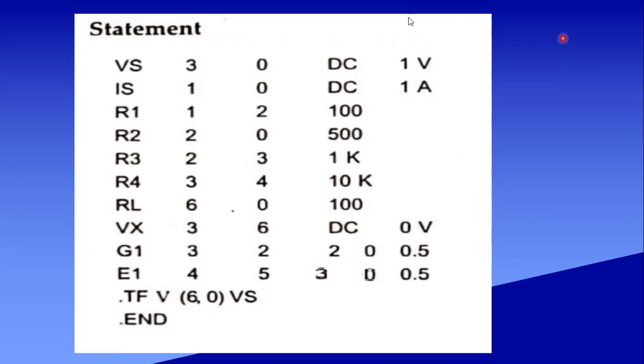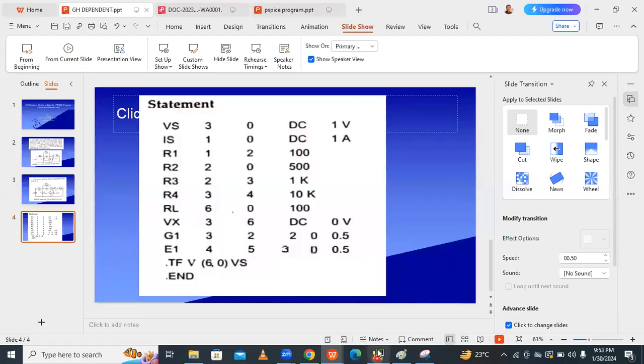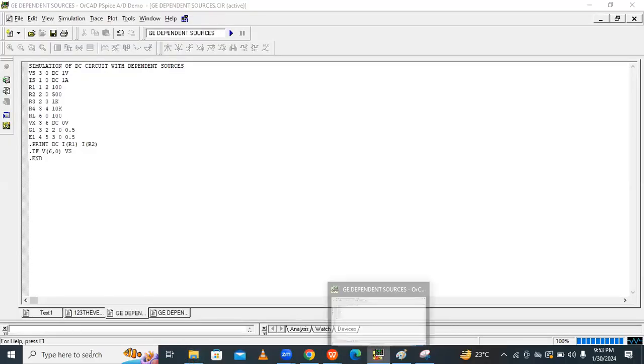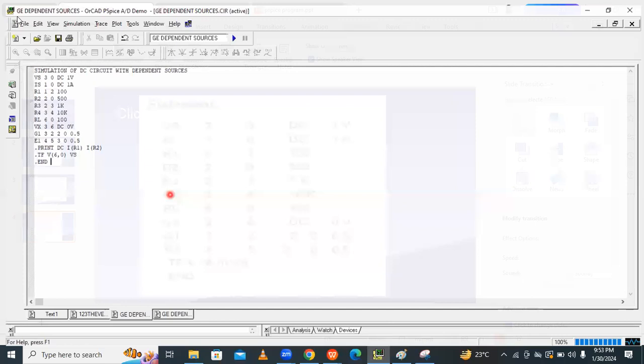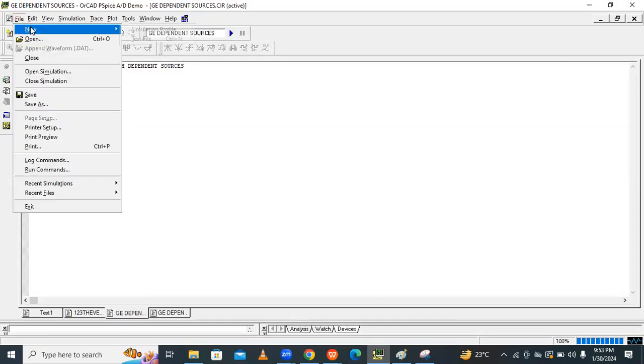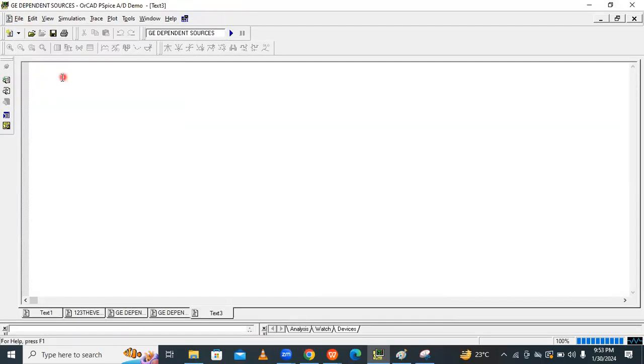Open the PSPICE program. Open PSPICE AD Student. In PSPICE AD Student, go to File and New, then Text File. In the text file, write the program from here onwards.